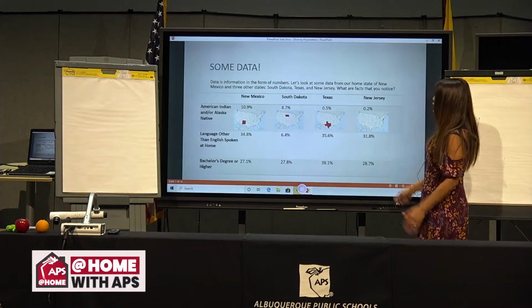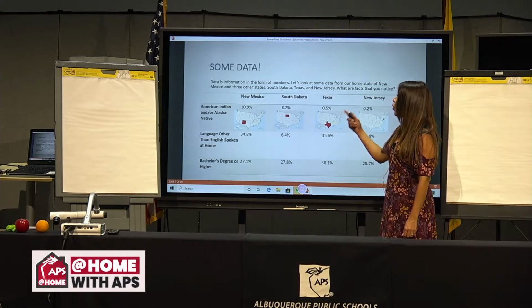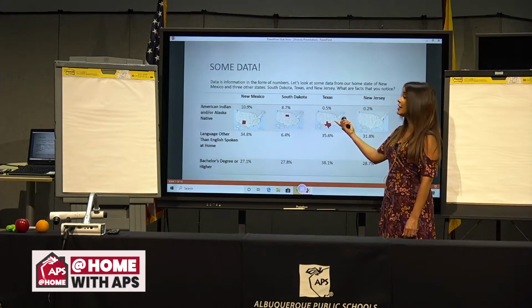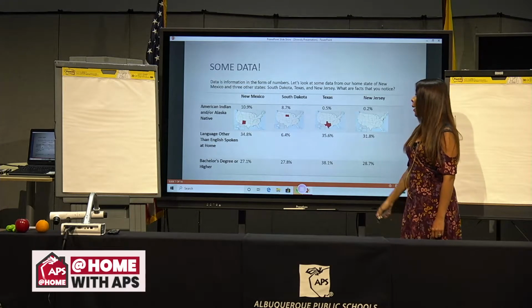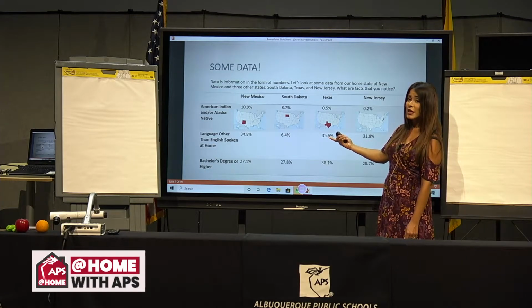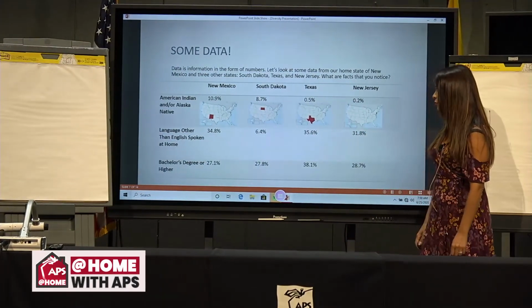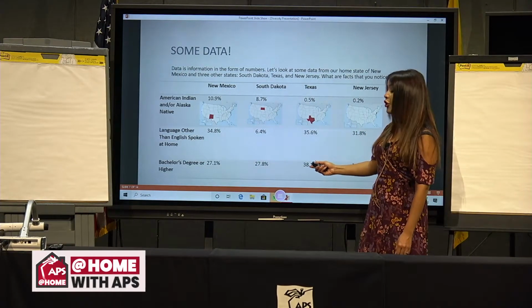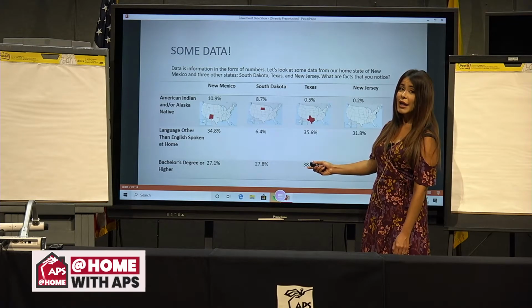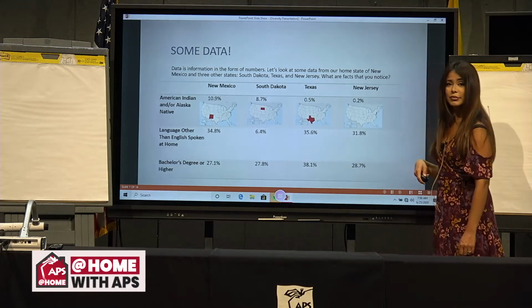Let's look at one more state. Let's choose Texas because it's right next to us. So only 0.5% are American Indian and Alaskan Native. A big percent, they beat us in speaking another language other than English at home, 35.6, almost by 1 full percent. And they have 38%, at least 38.1, that have a bachelor's degree or higher.